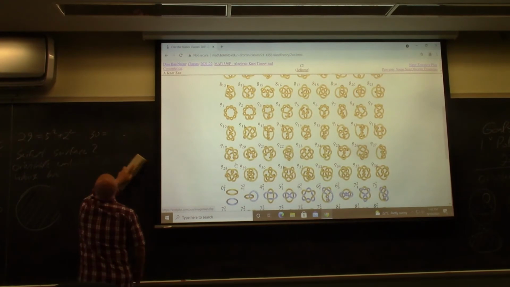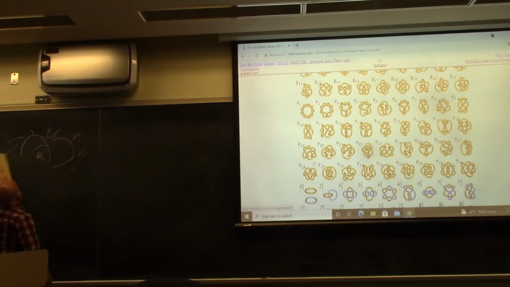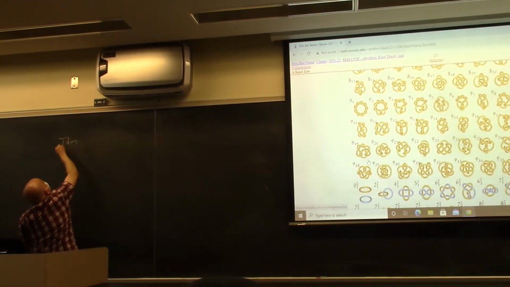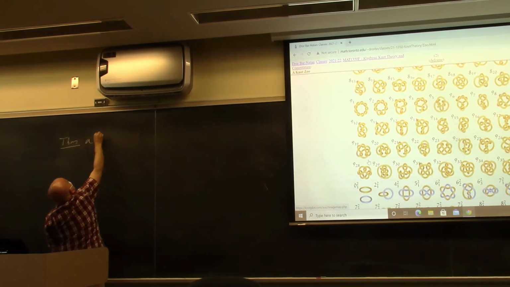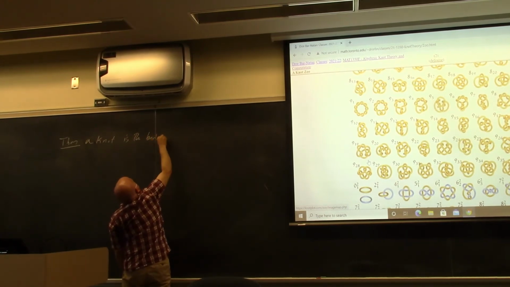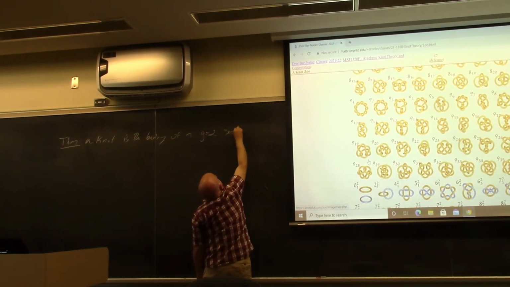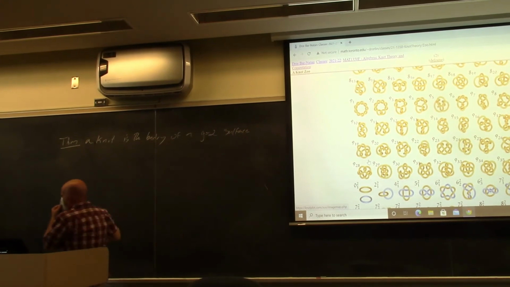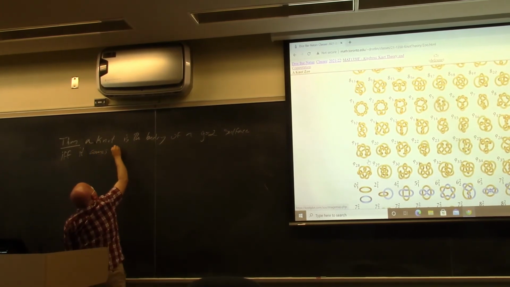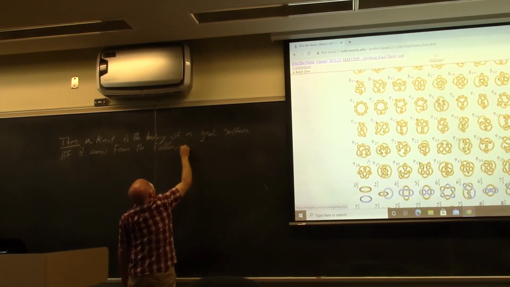Next comes the next theorem. So, theorem: a knot is the boundary of a genus 2 surface if and only if it comes from the following procedure.